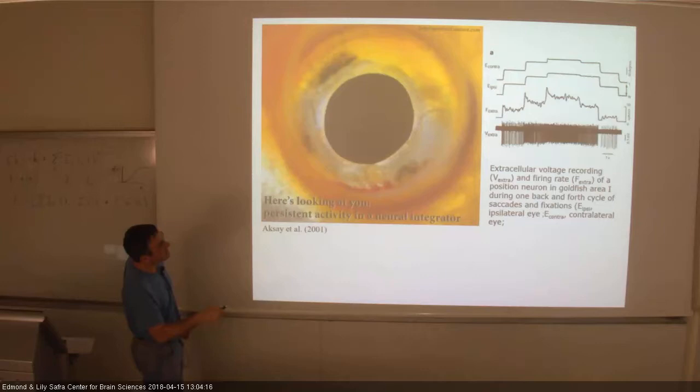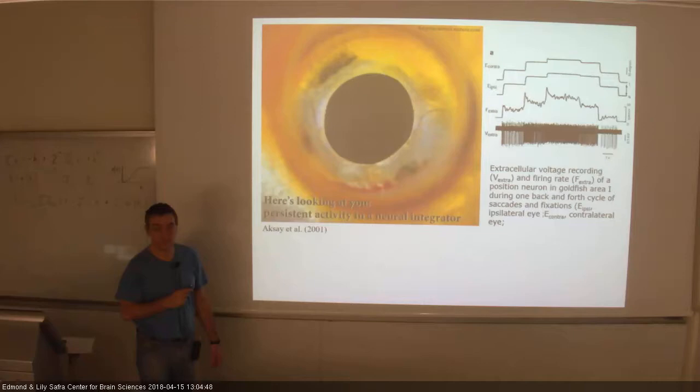And in this experiment, while recording the location of the eye, they also recorded the activity of a neuron in this brainstem area, this area 1. And this is an example of one neuron. And this is the firing rate of the neuron, and as you can see, the firing rate of this neuron follows the location of the eye.